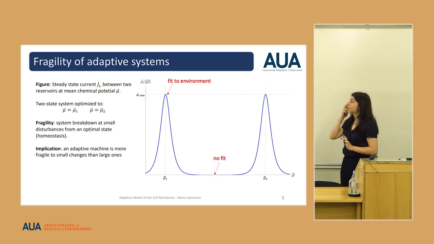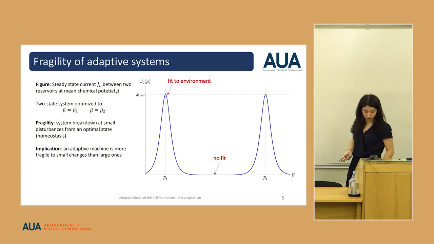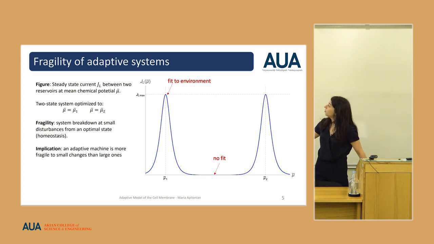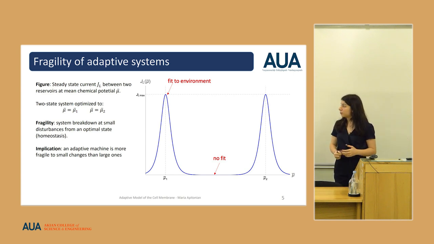With this model in mind, the first feature of adaptive machines that we will analyze is its fragility. So this is a two-state environment. It's adapted to these two states. These are the two environmental states that it is optimized to function in. And as we can see, current is maximized at both of these environmental state values.